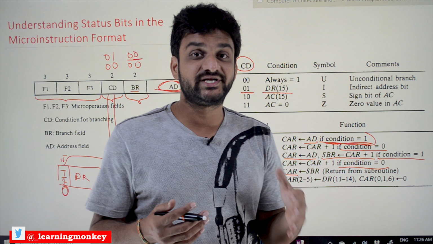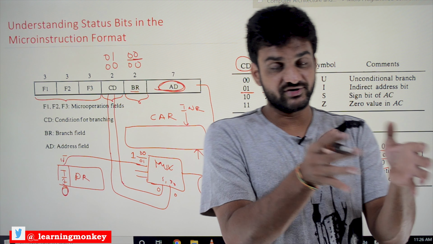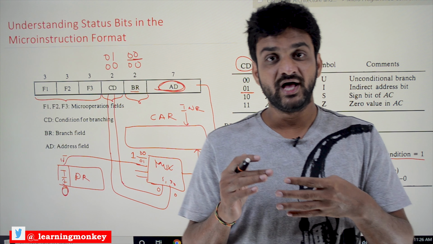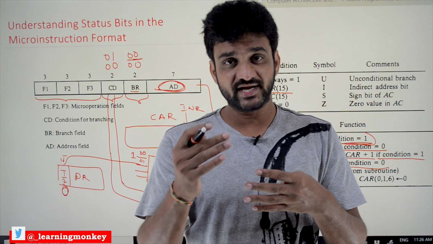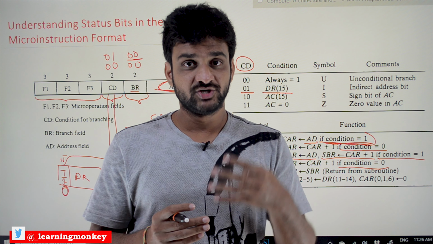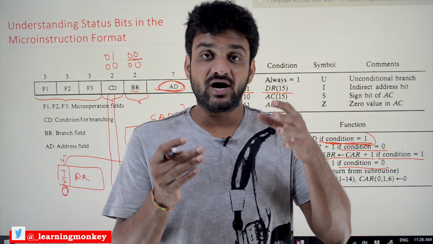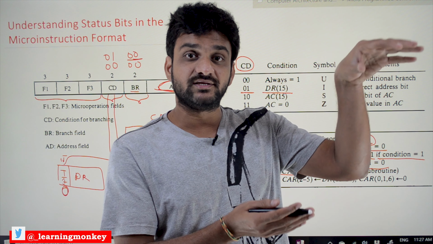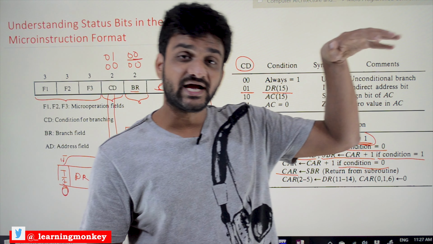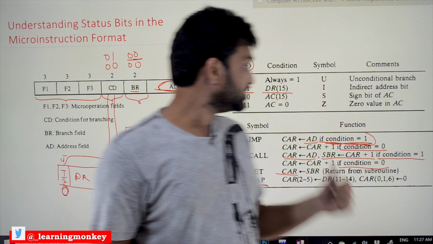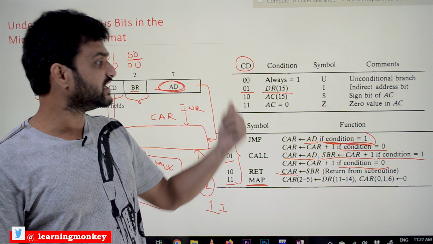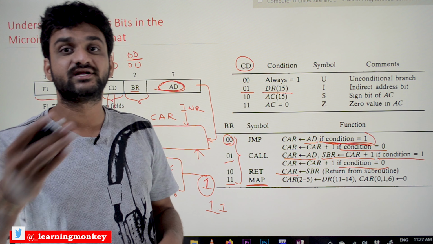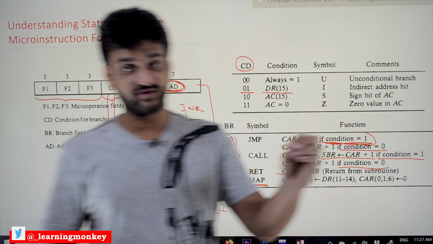Before that, we will take a real world example. In our previous video we have seen the instructions add, branch, exchange and store, those 4 instructions, and how the control memory values will get stored. Using an example, we will try to understand how, based upon these CD and BR values, the control address register will get loaded. That we will try to understand in our next video.